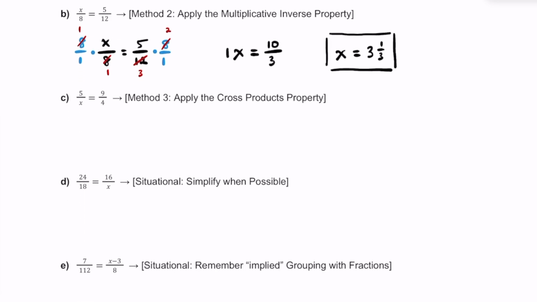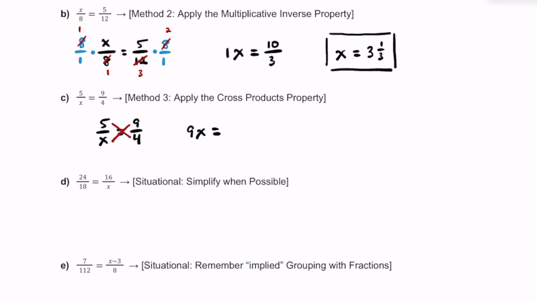Let's try a third example. In this case, let's try method 3, which is using the cross products property, if it's new to you. Basically, we have the ratio of 5 to x equal to 9 to 4, and let's use the cross products here. The cross products property says that if we multiply 9 and this x together, 9 multiplied by x, or just 9x, that must be equivalent to the product along the other cross product.